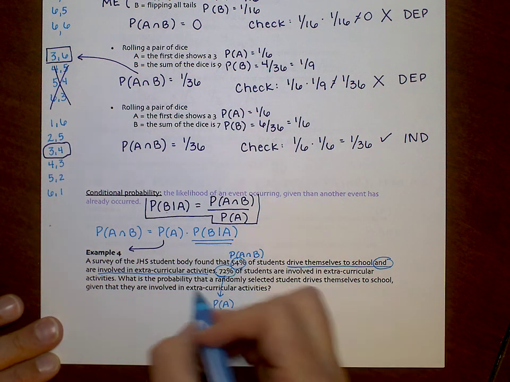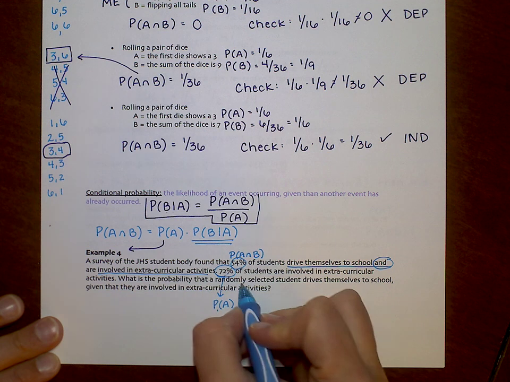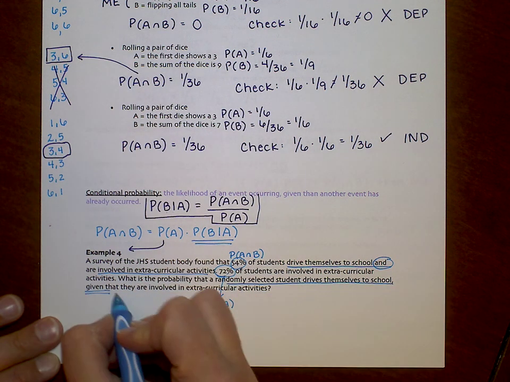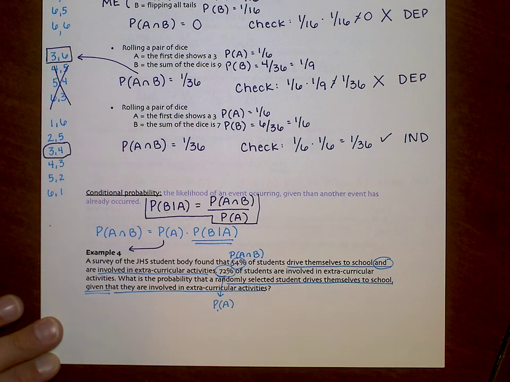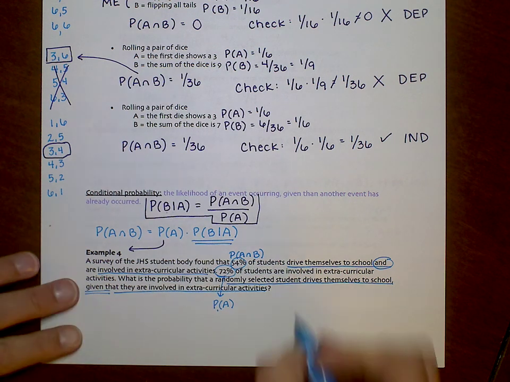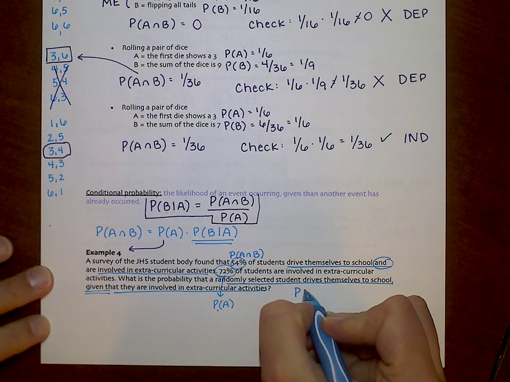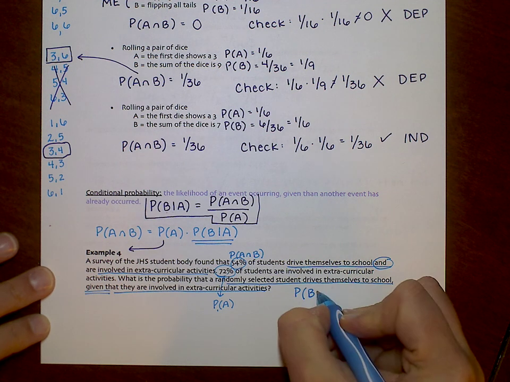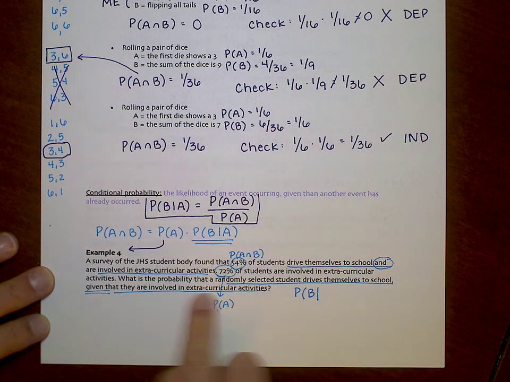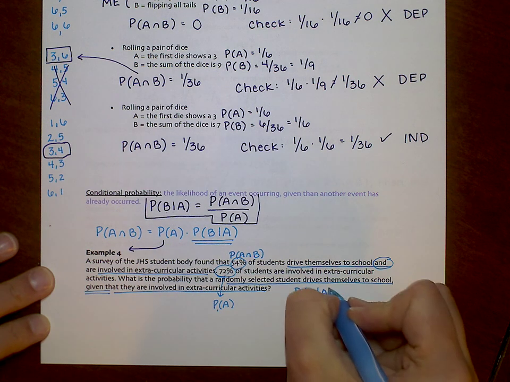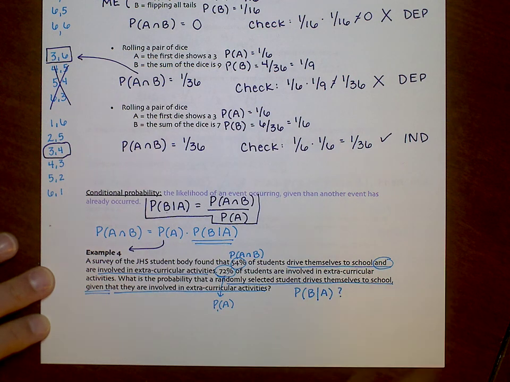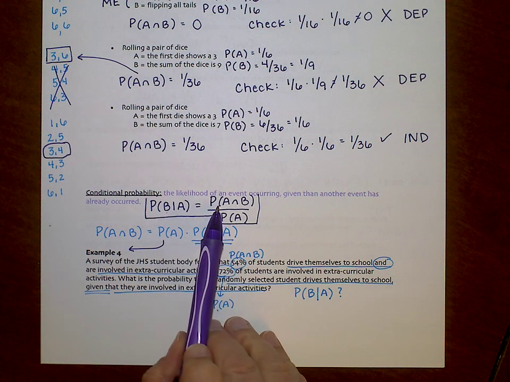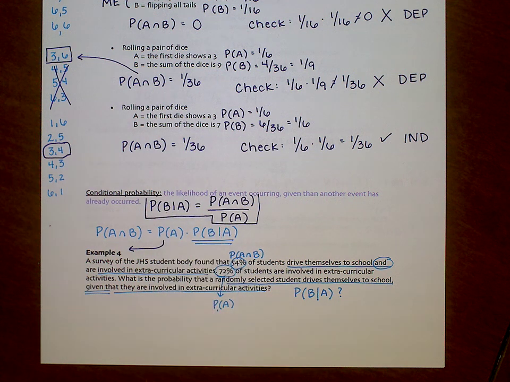And see this wording here? We want the probability that this thing is occurring given that they are involved in extracurricular activities, given that this is occurring. So the question is asking for the probability of B happening, driving themselves to school, given that A has already occurred, given that they are involved in extracurriculars. So this is the thing we're trying to find. This is the formula we're setting up here. And I think once I get the formula set up, the numbers will make sense to you.